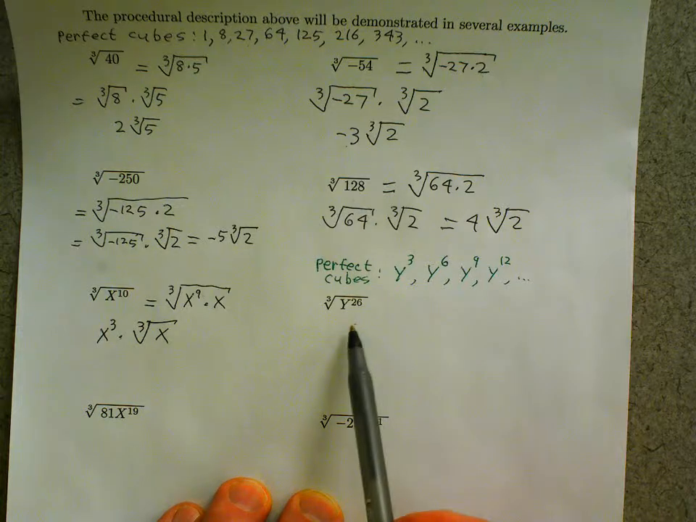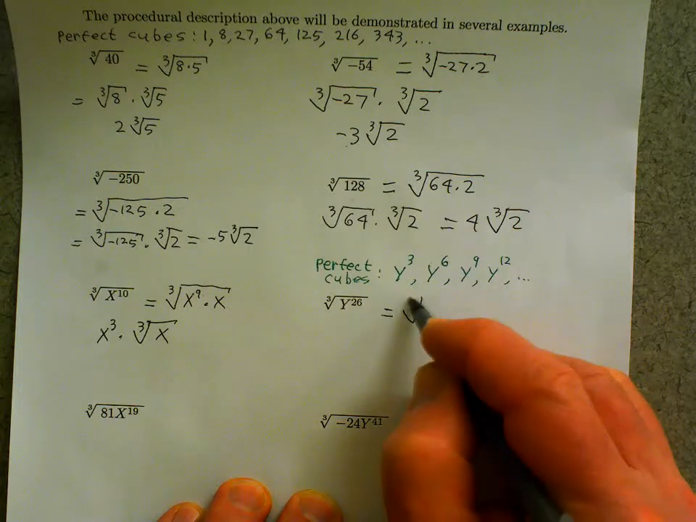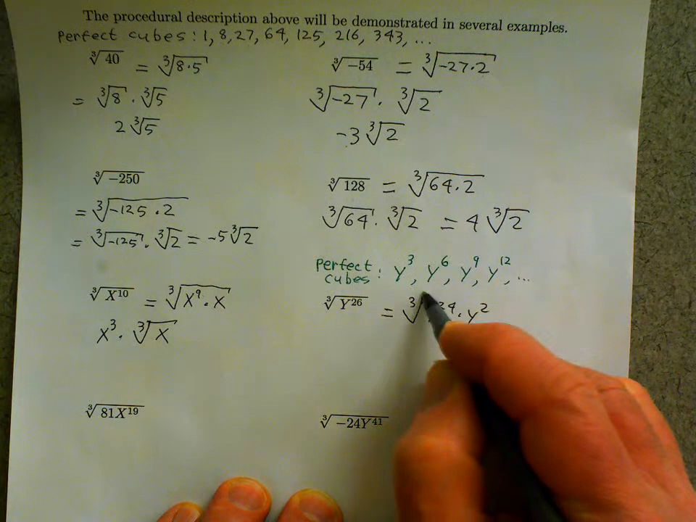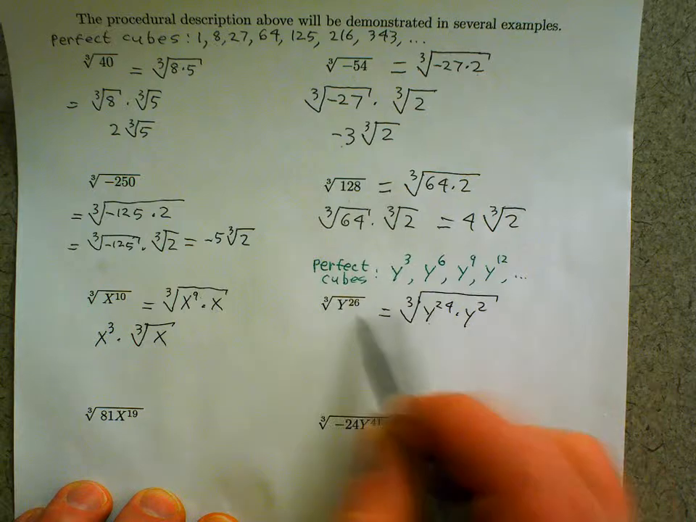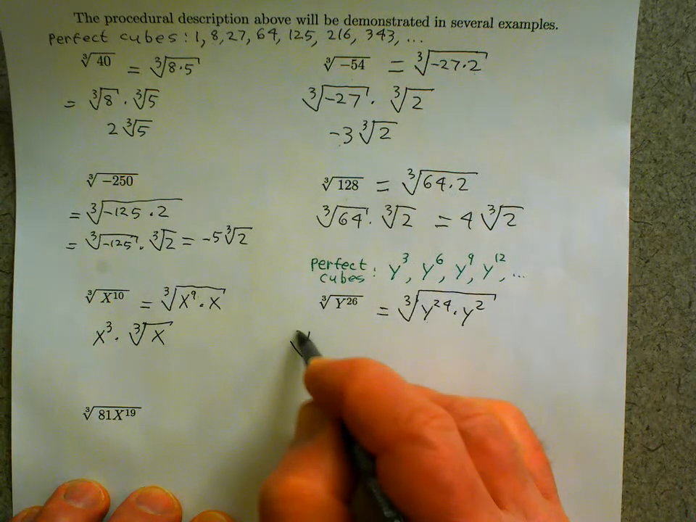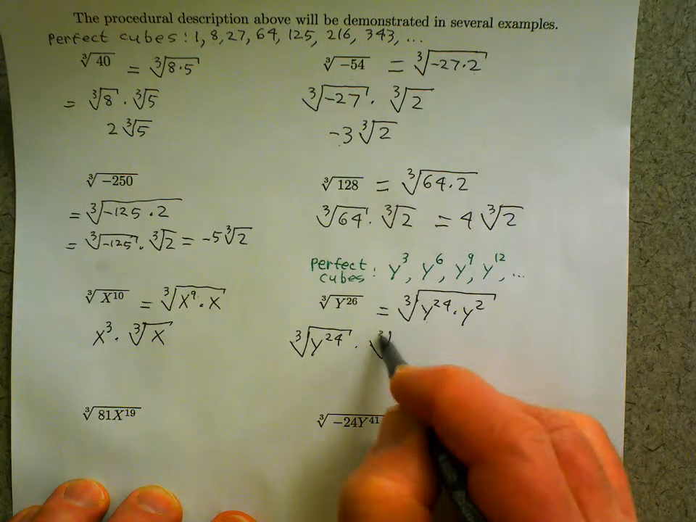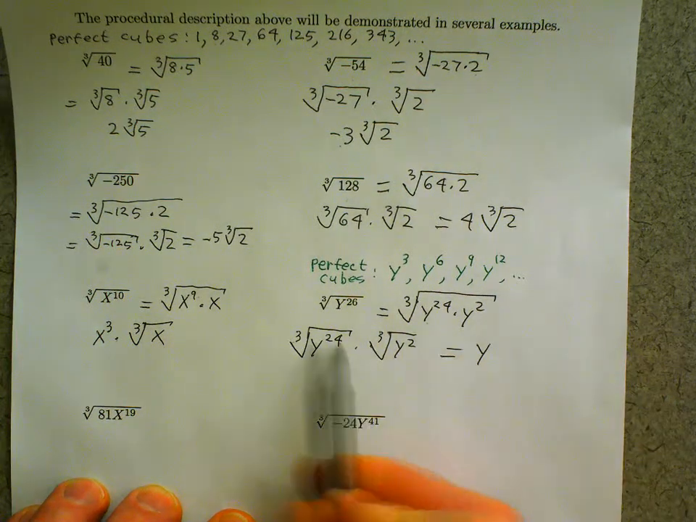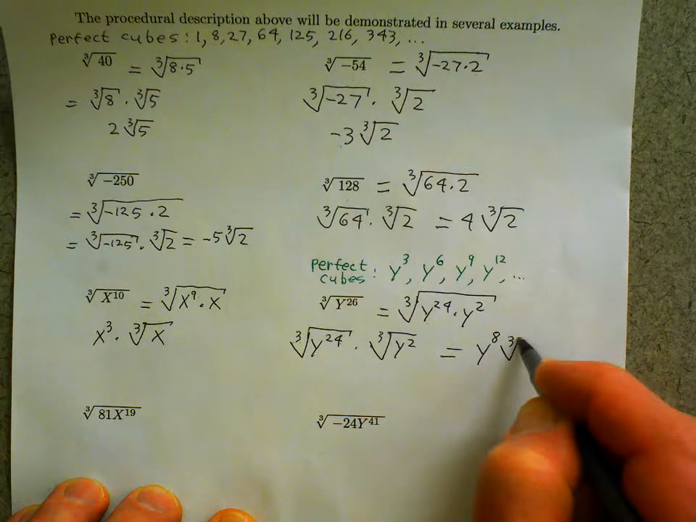y to the 24th. Yeah, so y to the 24th is the largest factor of y to the 26th that is a perfect cube. And y to the 24th times y to the 2nd equals y to the 26th. So then we can write the cubed root of y to the 24th times the cubed root of y to the 2nd. And then the cubed root of y to the 24th is y to the 24 divided by 3, or y to the 8th. And then y to the 8th times the cubed root of y to the 2nd is the simplified answer.